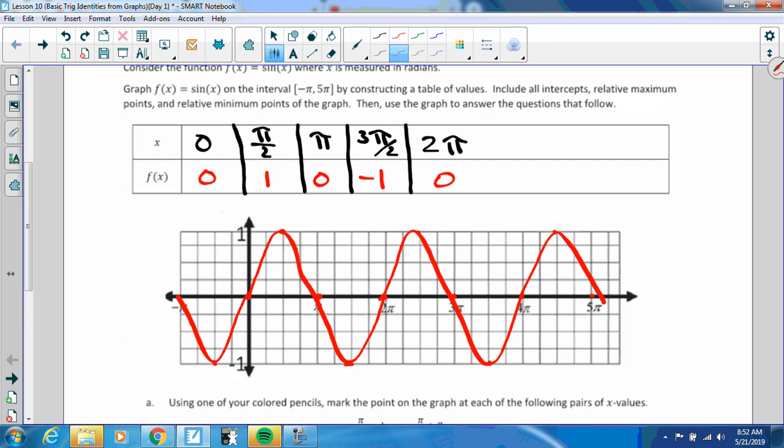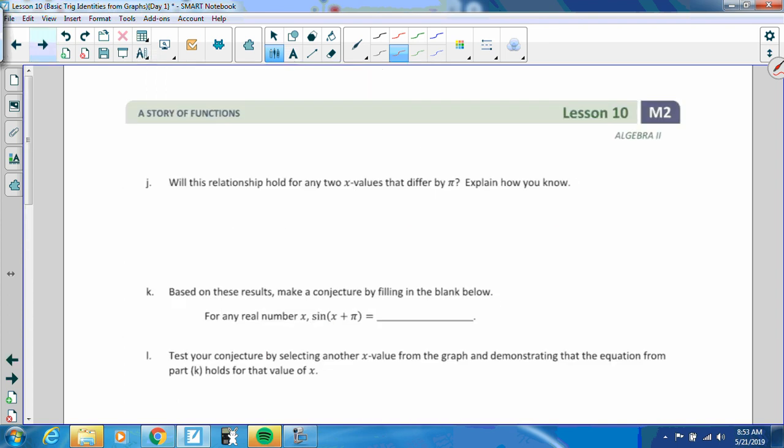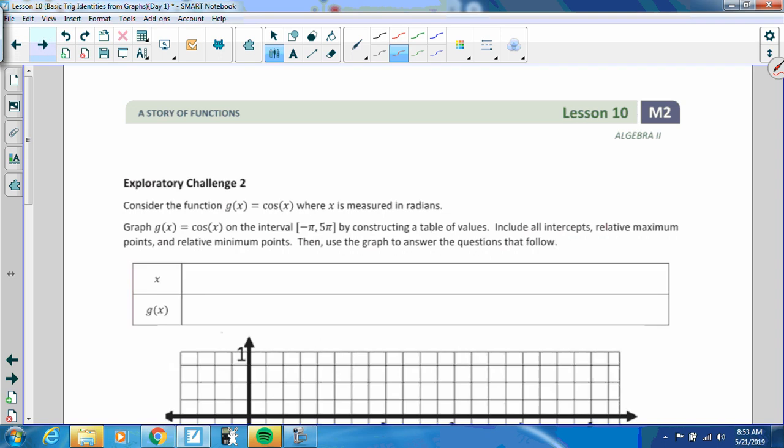Except now x is in, say the word again, radians. But that was weak. Let's say what was our x in? Radians. Oh, that was much better. All right, we're going to turn to Exploratory Challenge 2. That is like 4 pages in.